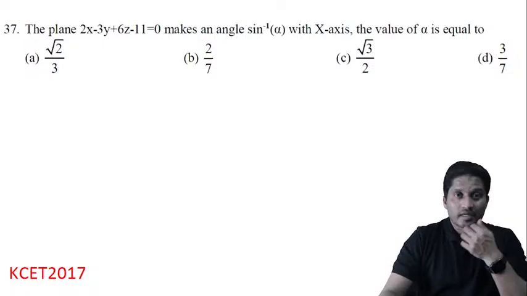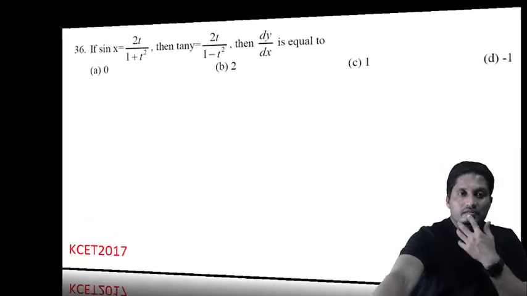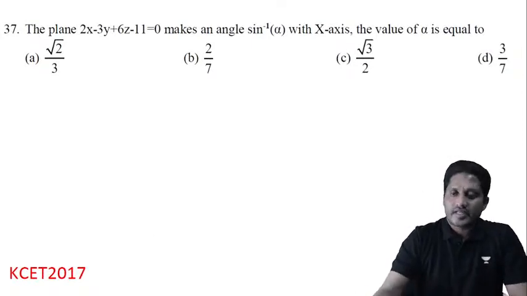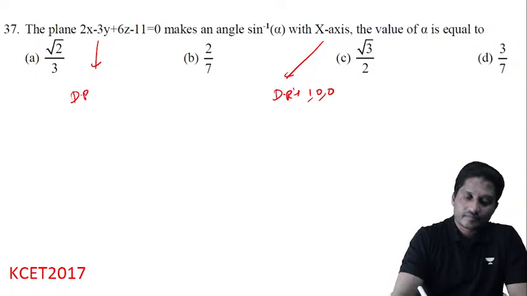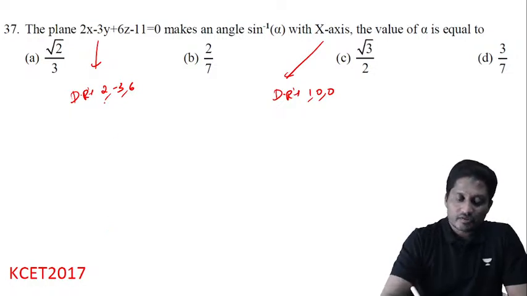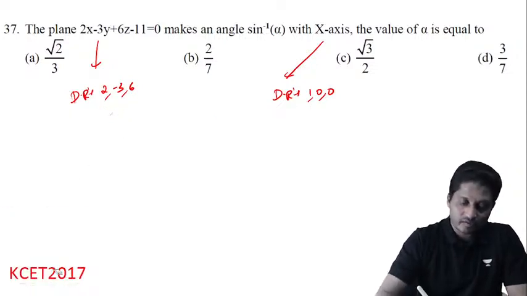The plane makes an angle sine inverse of alpha with the x-axis. What should be the value of alpha? Now I use the angle between the line and the plane. The direction ratios of the x-axis are 1, 0, 0, right? And the direction ratios normal to the plane are 2, minus 3 and 6. So this is a1, b1 and c1, and this is a2, b2, c2.